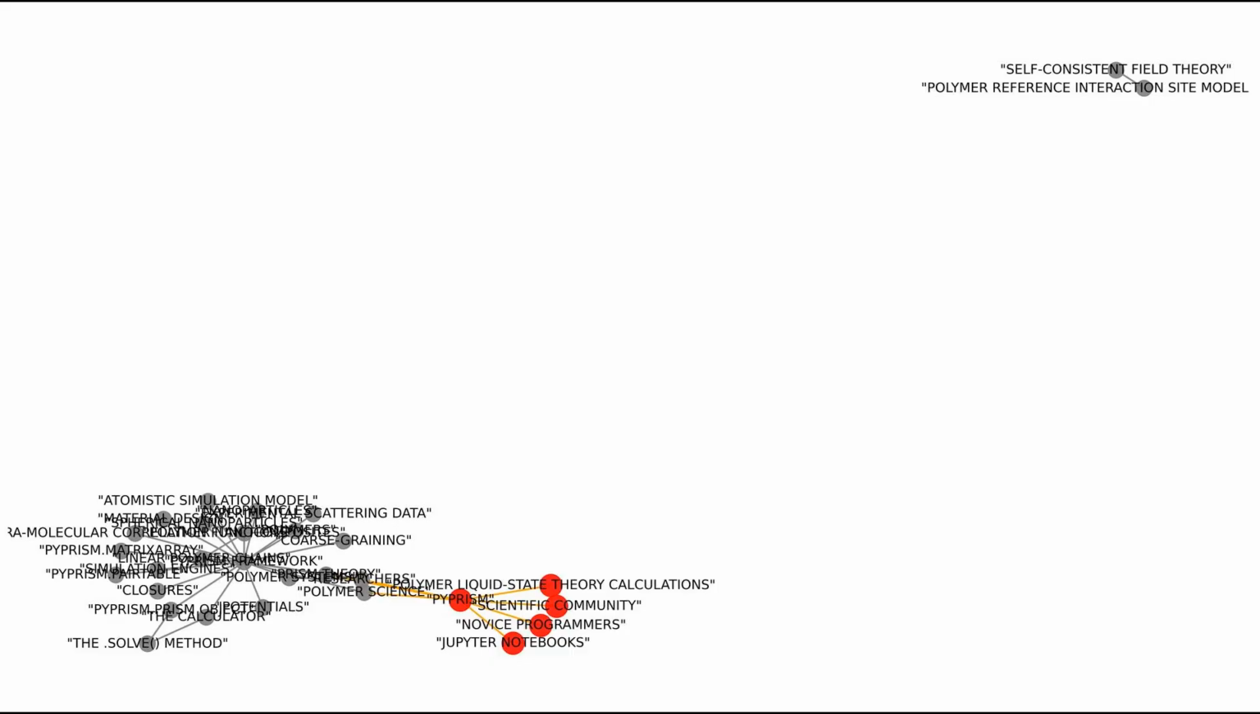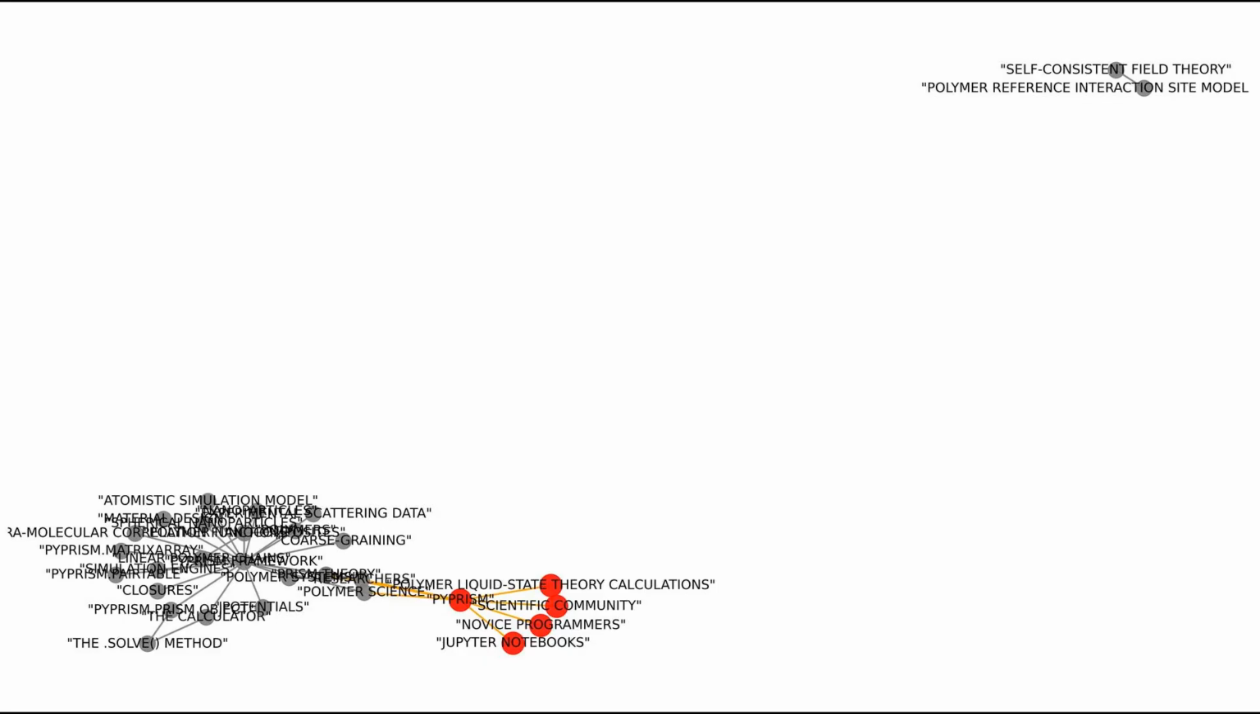So pyPRISM enhances accessibility to polymer liquid state theory calculations for researchers without extensive computational expertise in several important ways. First, it provides a simple scripting interface, which is like having a user-friendly dashboard for a really complex machine. So this allows researchers to set up and solve PRISM theory calculations without needing to dive deep into complicated programming or computational methods. Second, the framework includes extensive pedagogical materials, such as API documentation and tutorials powered by Jupyter notebooks. These resources serve as guides, helping users learn how to navigate and use the framework effectively, much like having a step-by-step recipe for cooking a dish.